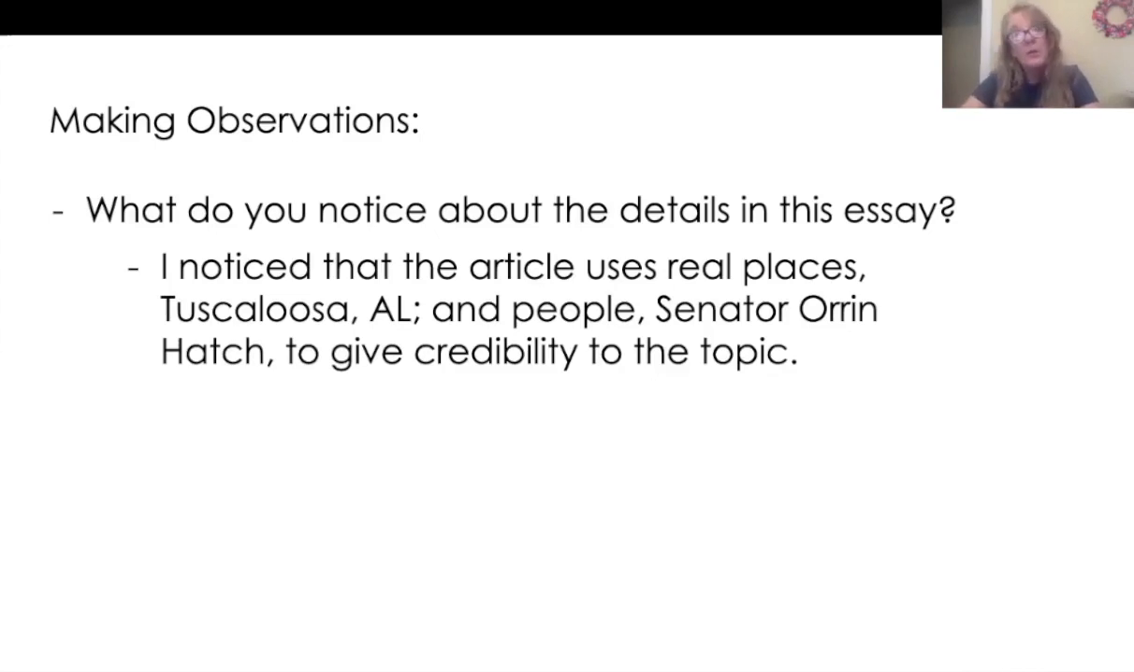Some of the other people, such as the woman from Tuscaloosa and the gentleman from South Boston, and then the other one from somewhere in Florida, I think. I don't know if those are real people or not. Those could be made up, but the places are real. So using some of those things helps give the satire credibility.